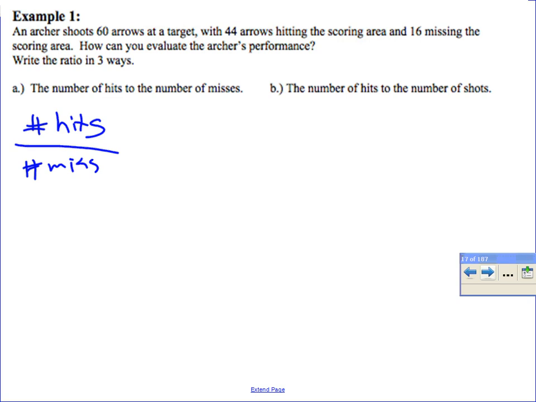Who can fill in the numbers for us? We're going to write it as a fraction first. So we're comparing number of hits to number of misses. Emma H. Good job. 44 over 16 relates to the hits and the misses. What is 44 over 16 simplified? Doug?